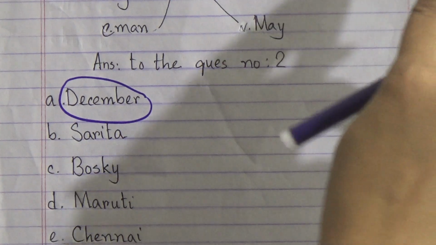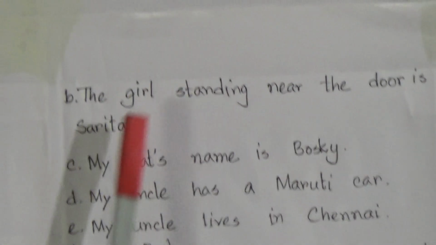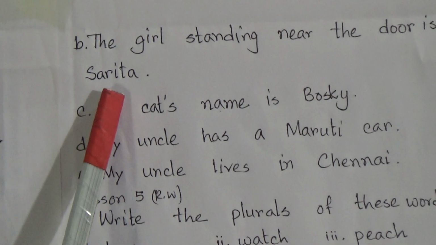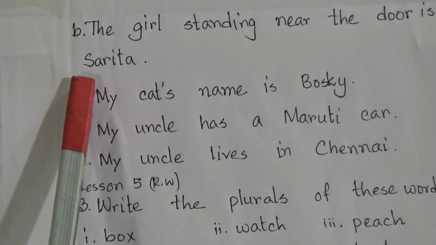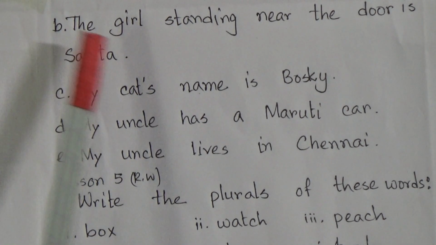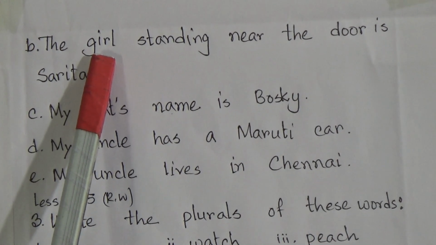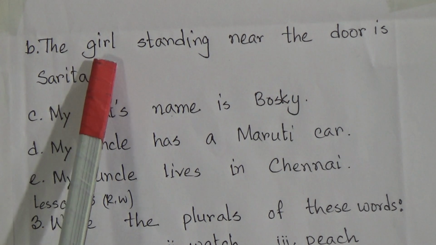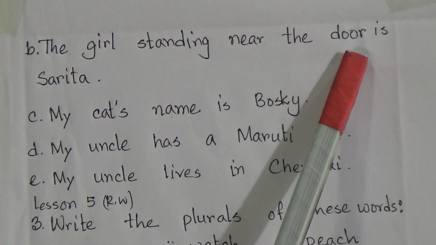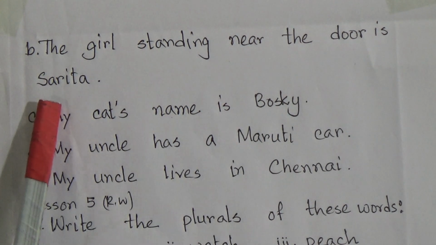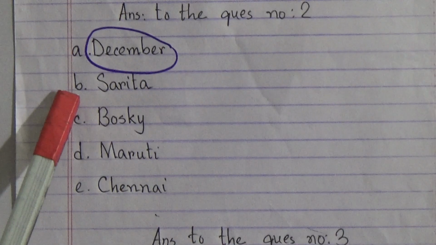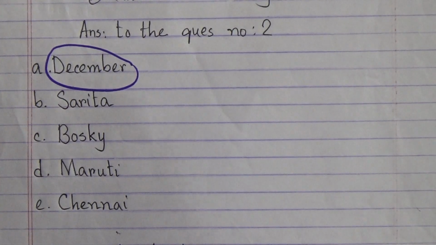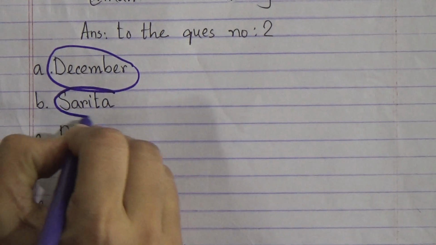Now come number B. The girl standing near the door is Sarita. So which one is the special name here? We know that most of the time a special name starts with a capital letter. Here the girl, is it a special name? No, it's a naming word. Girl is a naming word but not a special name. Door is also a naming word but not a special name. Here Sarita is the special name. So we will write in the answer the word Sarita, and we must write the sub number B. That is B, and the answer is Sarita. Then we will circle it.